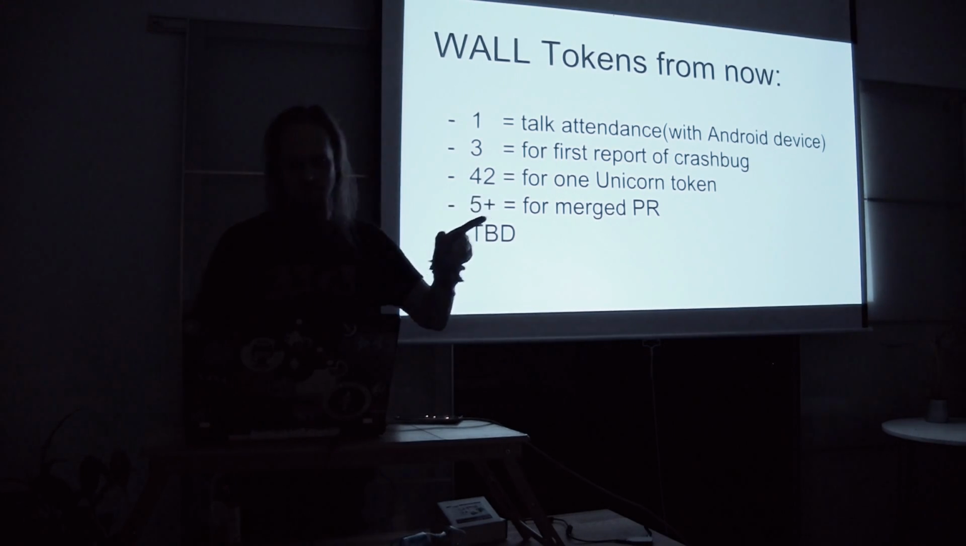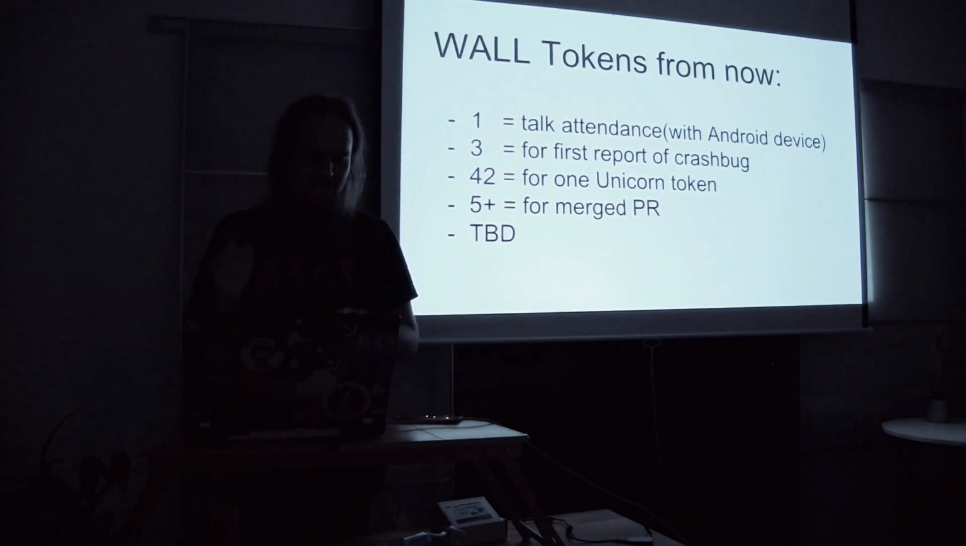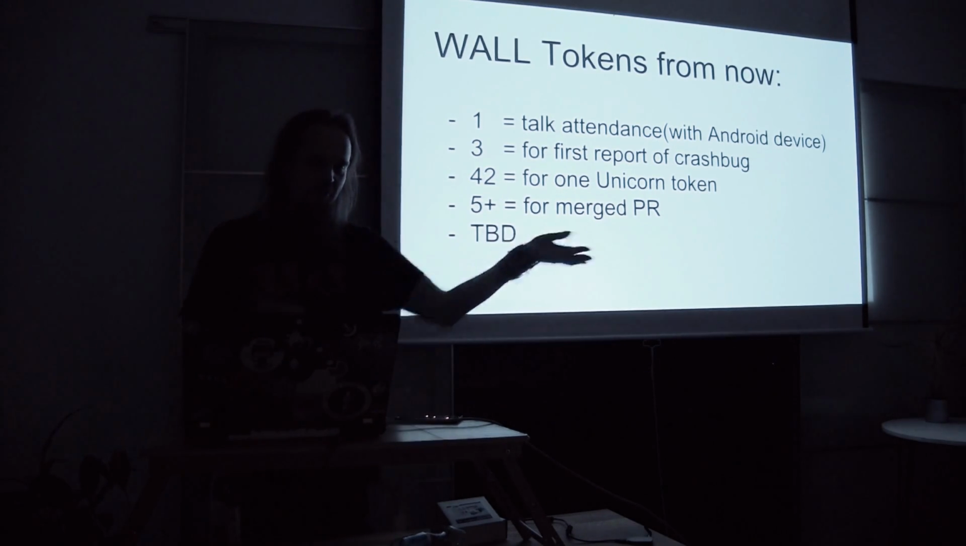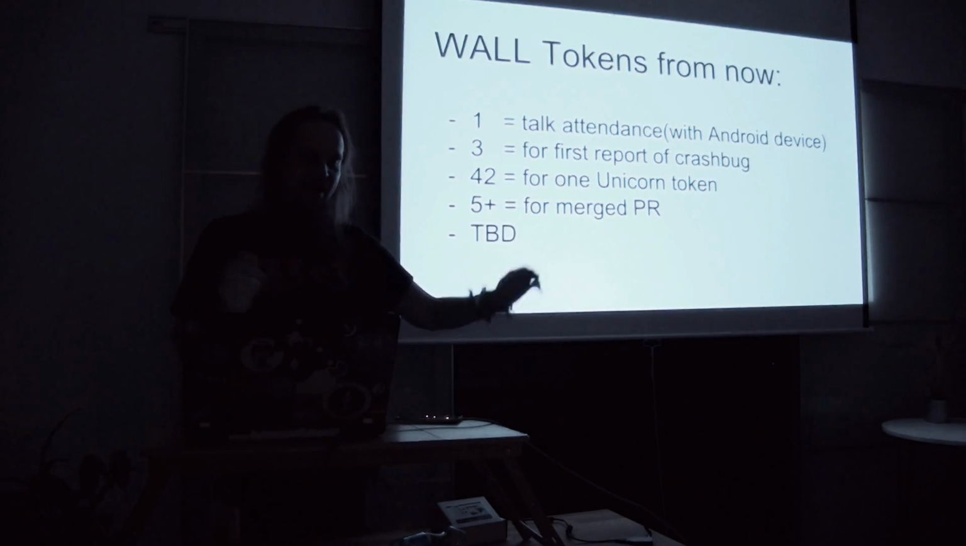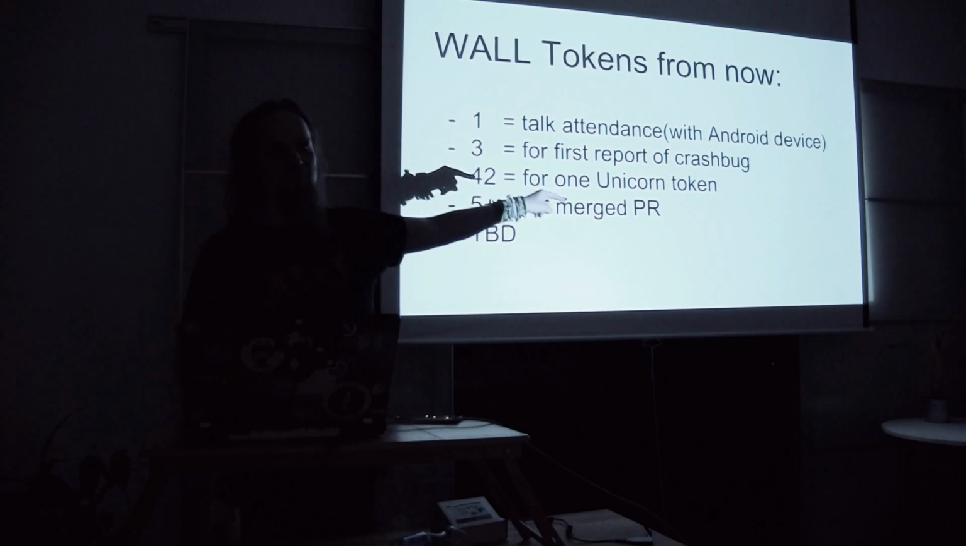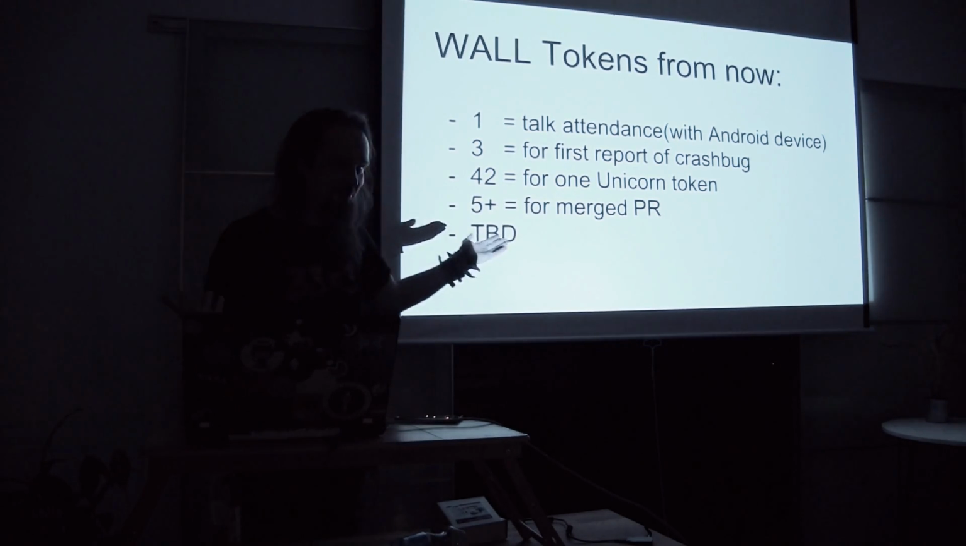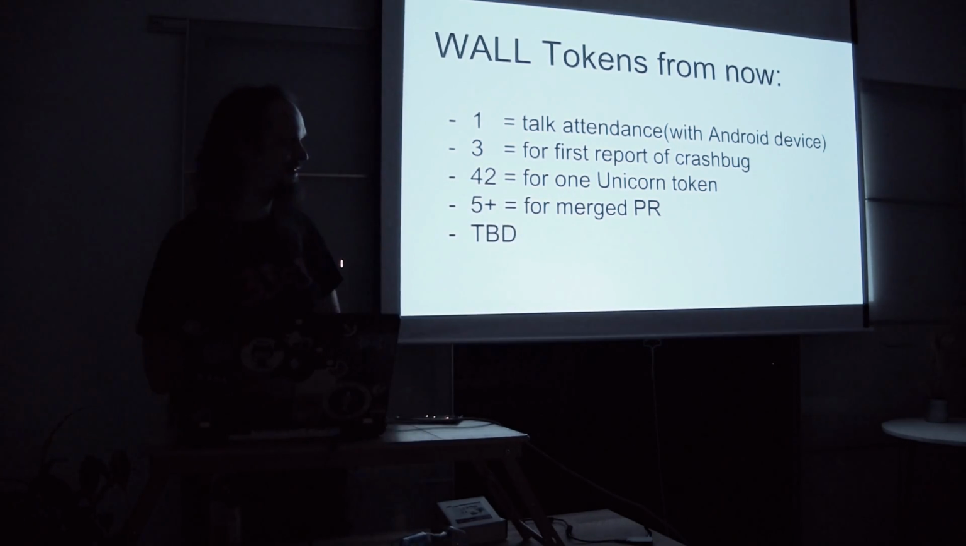And you cannot buy these tokens from me. So you get 1 token for talk attendance. You get 3 for reporting a crash bug. I trade 42 for a unicorn token. I want unicorn tokens. If anyone has unicorn tokens, I would always trade 42.